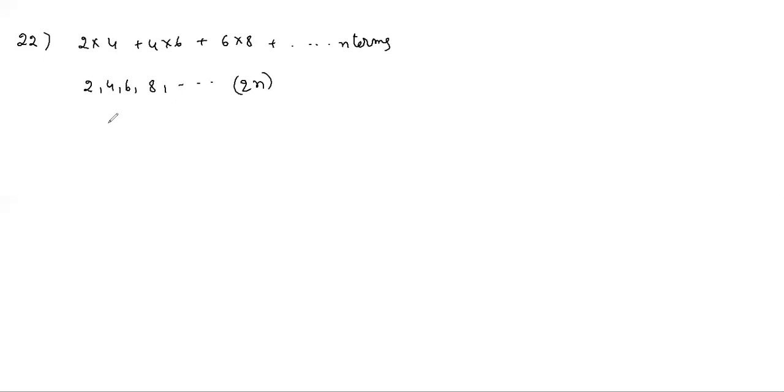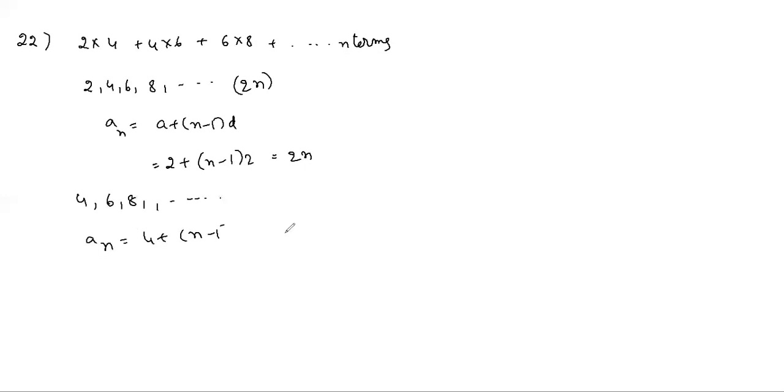Otherwise, you can apply arithmetic progression. The nth term is a plus n minus 1 into d. First term 2, n minus 1 into difference of 2, 2n minus 2 plus 2, 2n. Next, similarly, if you take the second sequence 4, 6, 8, and so on, what is the nth term? Same formula, 4 plus n minus 1 into 2, 2n plus 2. So the nth term of the total series is 2n into 2n plus 2.